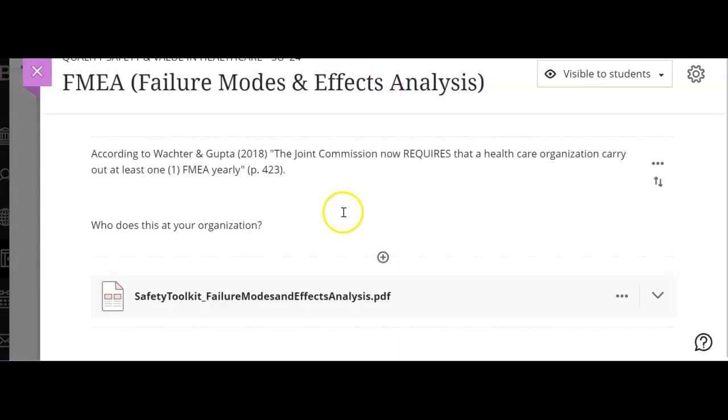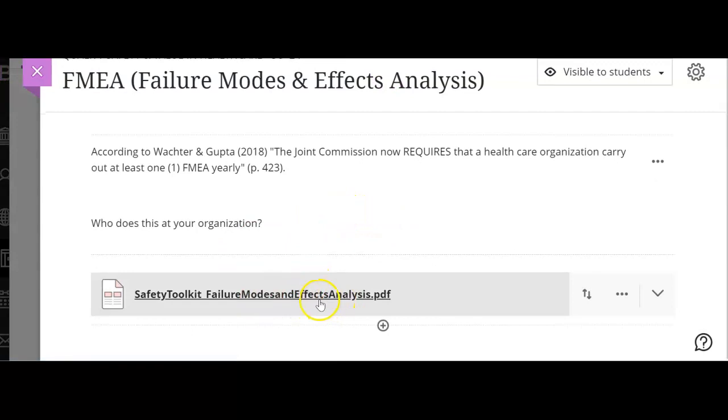When you click on these documents, you're going to notice that they are from the Institute for Healthcare Improvement's toolkit. So these are things that you might want to save, that you're probably going to want to use again in the future, especially for your own initiative.